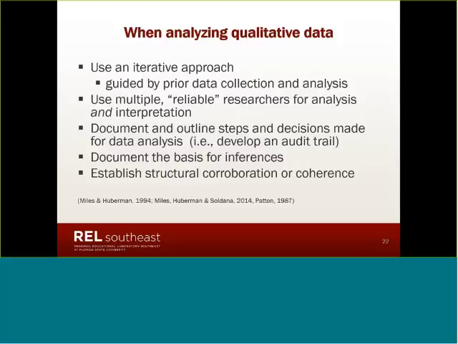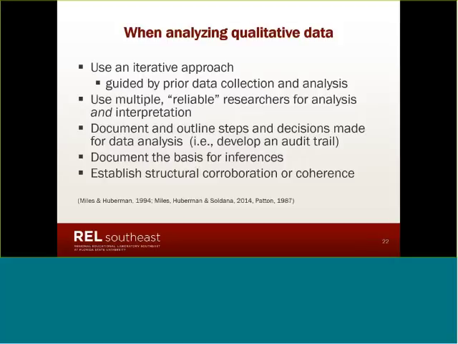So when analyzing qualitative data, you should use an iterative approach. That means it requires you to cycle back and forth throughout the process, and it should be guided by prior data collection and analysis. You should also use multiple reliable resources for analysis and interpretation. Reliable in the sense of making sure that multiple researchers are consistent in which the data is being coded and the inferences being made from the data.